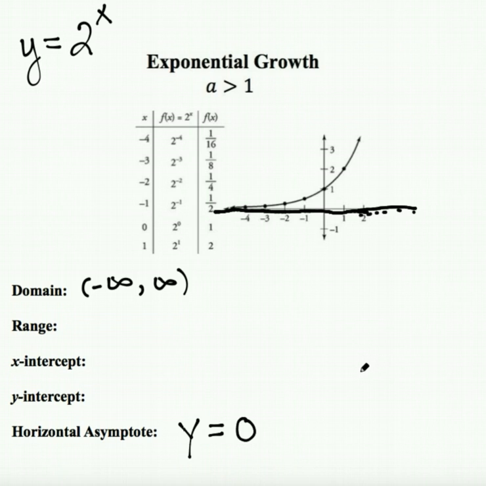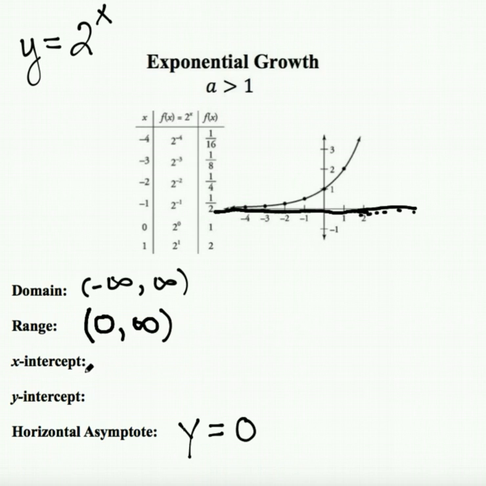Now that we know what the horizontal asymptote is, that helps us to see the range a little bit better. We know that the graph doesn't go any lower than 0, and in fact, it doesn't even include 0, so we're going to use a parenthesis. The range is from 0, and the graph goes up forever to infinity.